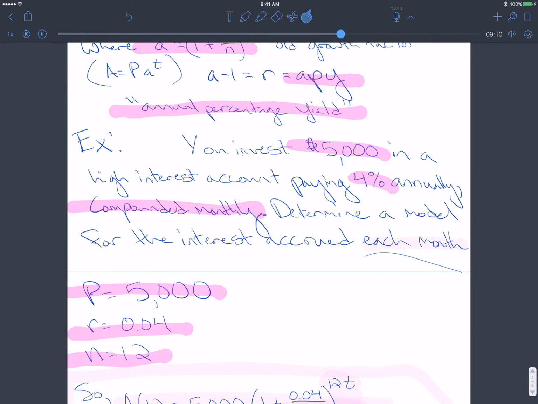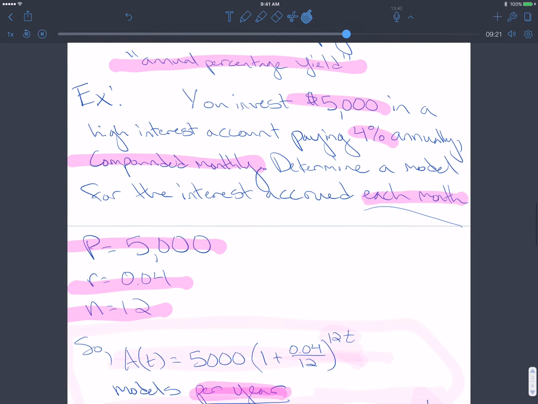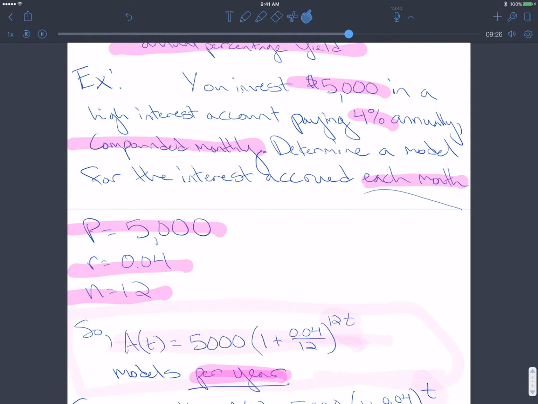And now, there's some important distinctions here. One of the things is I said each month. Now, each year, we just plug things in. So this model's per year. We have A of t equals P times (1 plus r over n) to the nt. That's 5,000 times (1 plus 0.04 over 12) raised to the 12t. So this model, that is the equation that you have, gives you a model per year. So whatever I substitute in for t will correspond to years. This is your go-to default starting point right here.